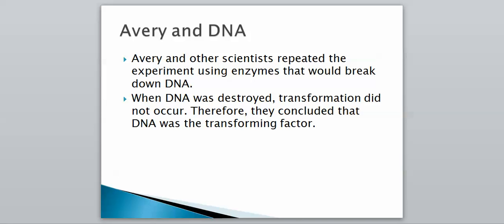Avery and other scientists repeated the experiment using enzymes that would break down DNA. And when the DNA was destroyed, transformation did not occur. Therefore, they concluded that DNA was the transforming factor. When they were able to destroy DNA, they were able to keep transformation from occurring. And therefore, we knew DNA was responsible for transformation.